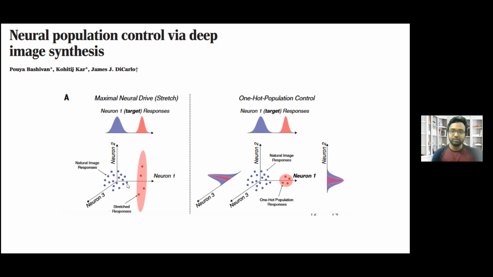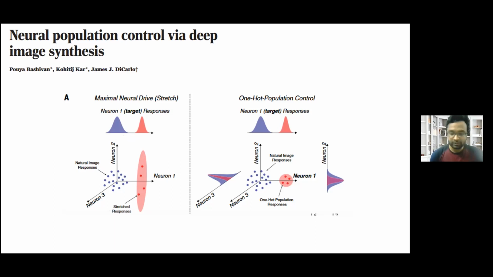So each dot represents one image, and this particular image evokes this unit of activity in neuron 1, whereas other images evoke other unit activity of neuron 2. So can we identify an image which will increase the activations of all the neurons? Something like the red dots over here.